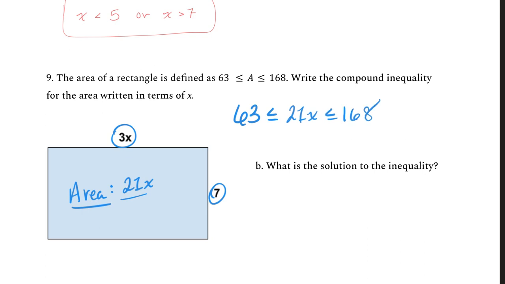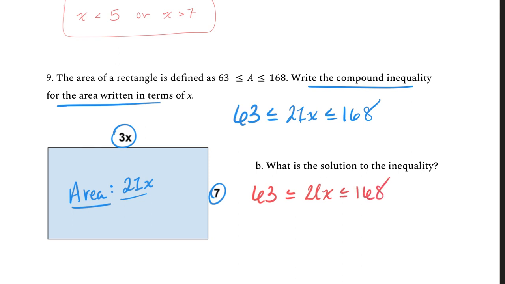So we've already answered the first part. It said write a compound inequality for the area in terms of x. And what this inequality says is that the area of this rectangle, while we don't know exactly what it is, we do know it has to be between the values of 63 and 168. Or it could be equal to one of them. Now, part B to this question says, what is the solution? Well, the solution is simply, when we solve it, when we get x by itself.